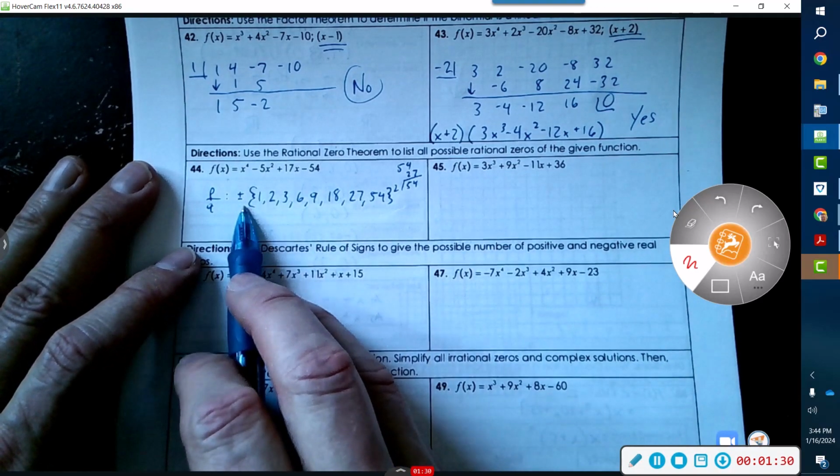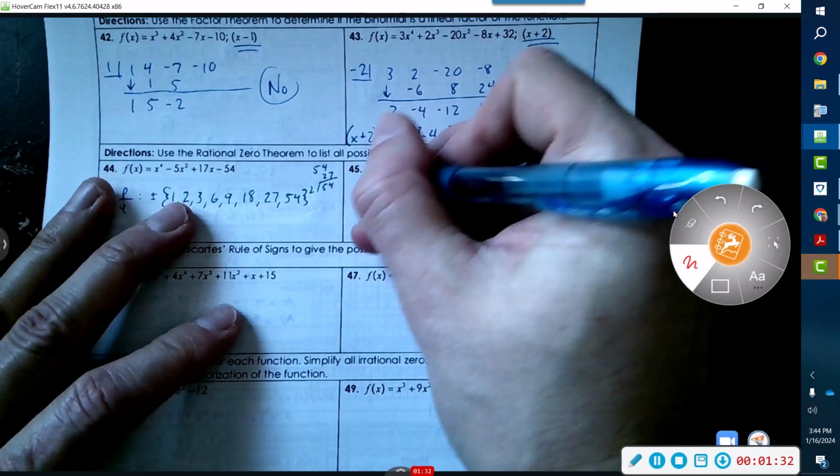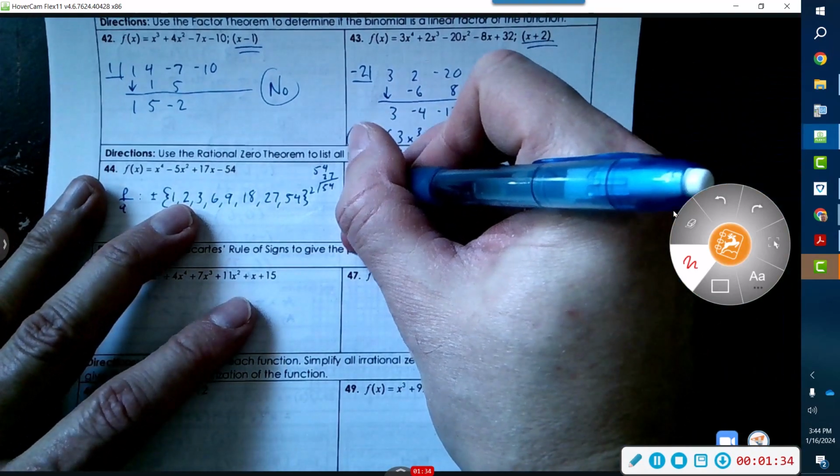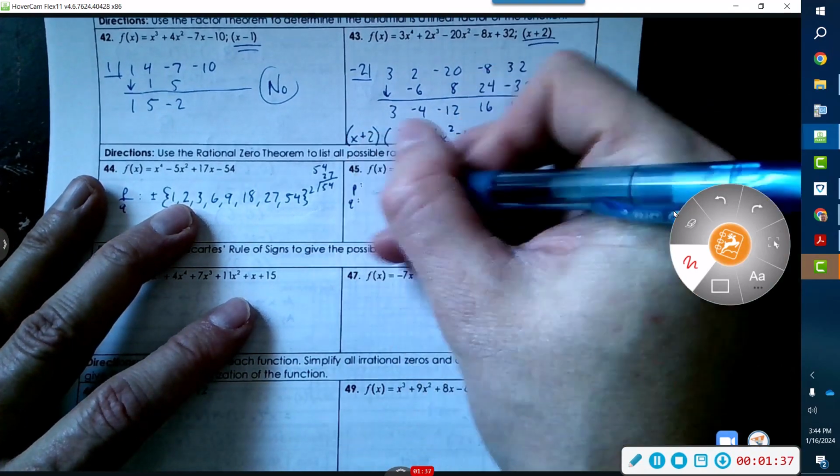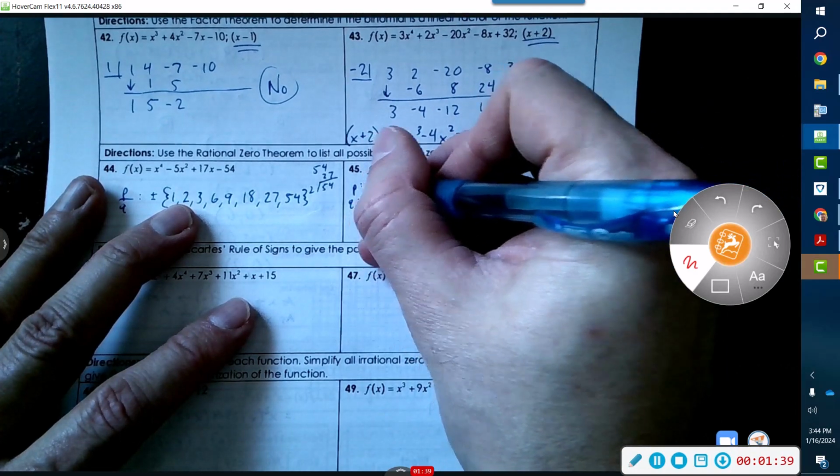Okay. So that's good. We don't have to label all of these plus or minus because we took care of it just like that. All right, now this guy's a little different because we do have P's and Q's. So we need the Q's. The Q's are 1 and 3.